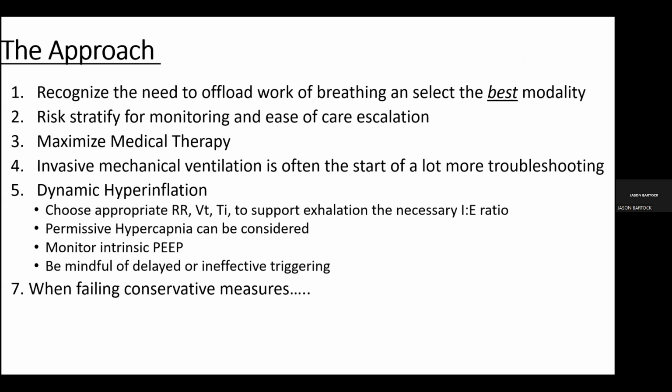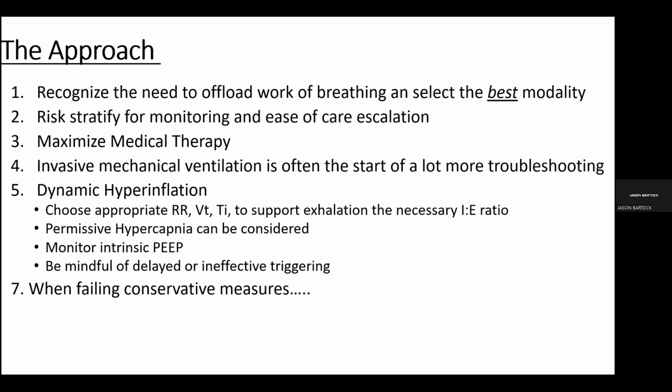So when the time comes that you need to escalate to invasive mechanical ventilation, you're able to do that early and safely. Maximize your underlying medical therapies throughout all this, right? Because the utilization of both non-invasive support and invasive mechanical ventilation is just to take over mechanical work until you can reverse the medical cause and then transition that work back to the patient.